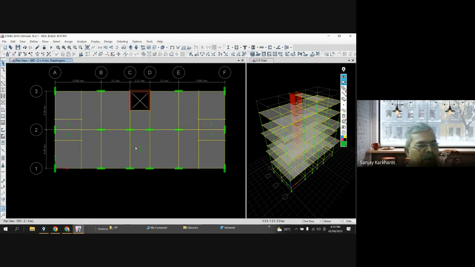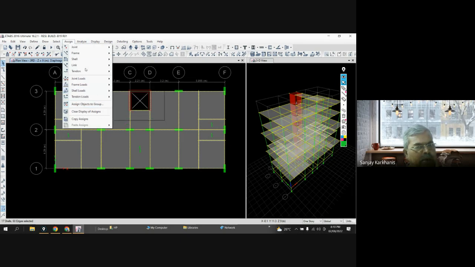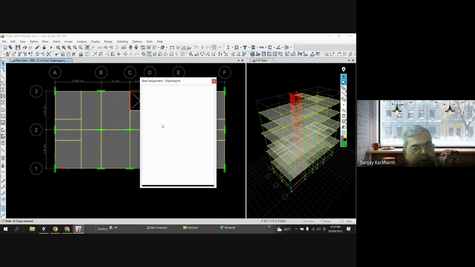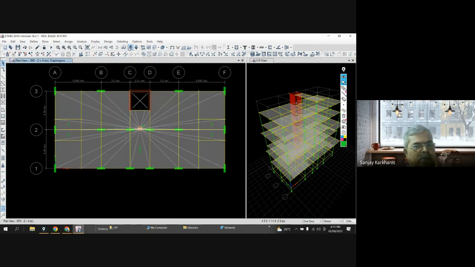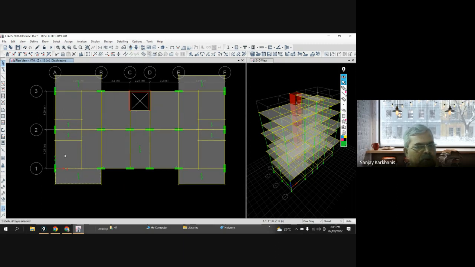You can go up and select. So I'm just selecting, try to see, and after selection, I'm doing the same. Go to assign, go to shell, under shell, go to diaphragm, and click D1, and okay. Then you can go up, then select 1, 2, 3, 4, 5, 6, 7, 8, 9, 10.